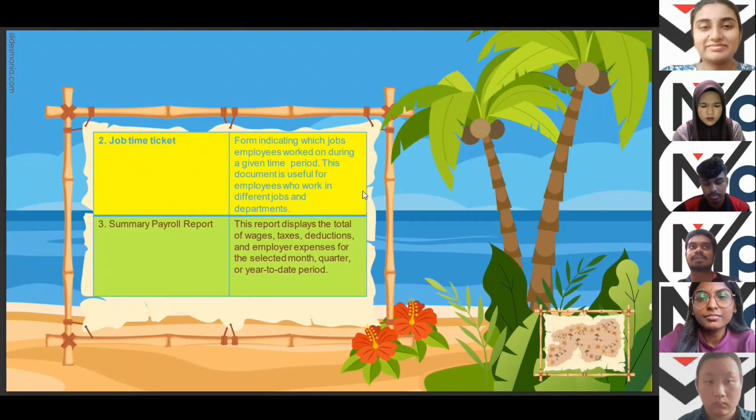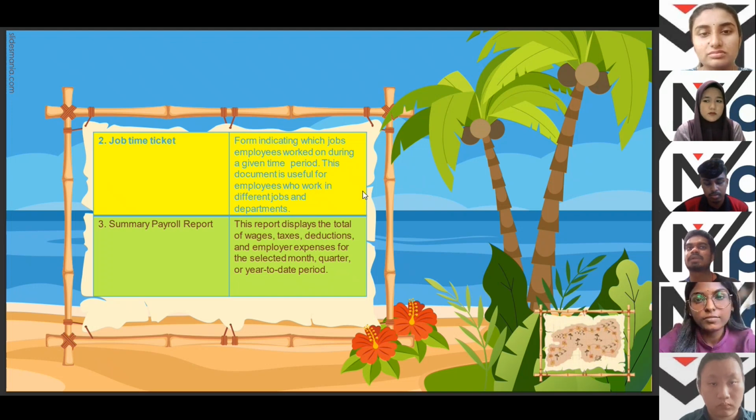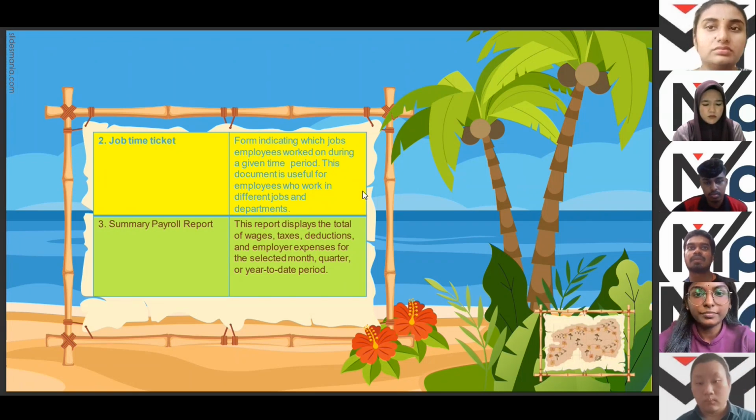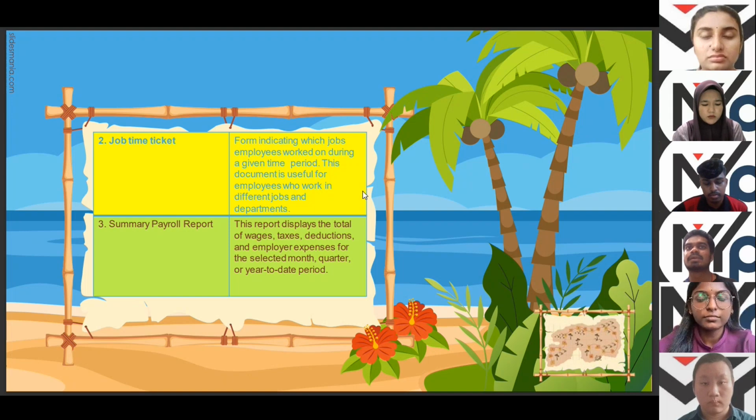Okay, so the next point is the job time ticket, and the function of the job time ticket is a form indicating which jobs employees worked on during a given time period. This document is useful for employees who work in different jobs and departments. And the number 3 point is the summary payroll report. The function of the summary payroll report is that this report displays the total of wages, taxes, deductions, and employer expenses for the selected month, quarter, or year to date period.